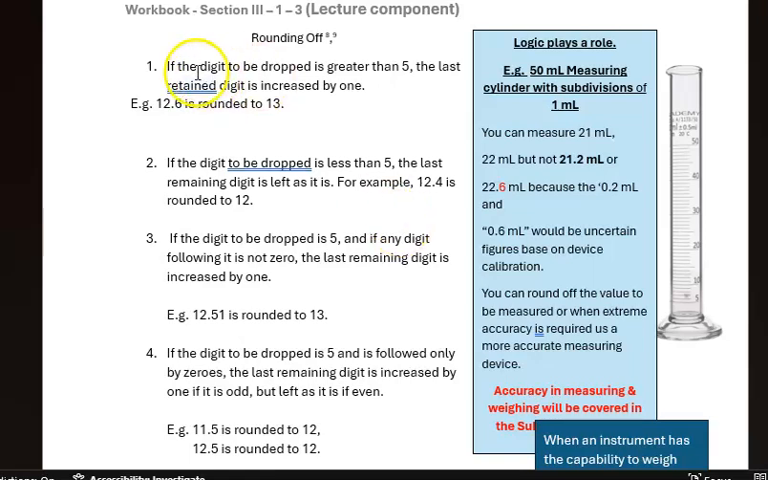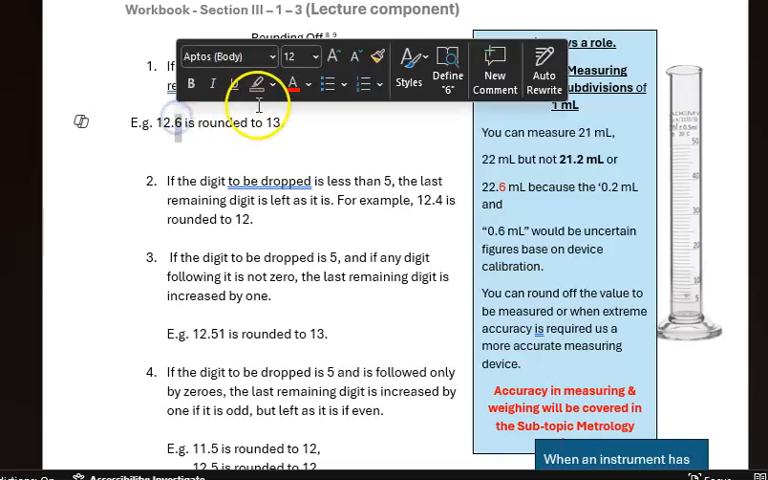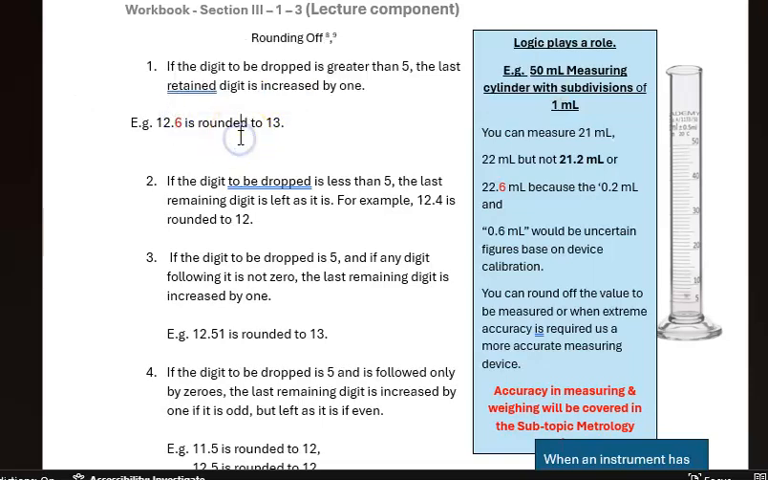So let's go. Rule number 1. If the digit to be dropped is greater than 5, then retain the digit to its left and increase it by 1. For example, we want to drop the digit 6 in this scenario, 12.6. So we would round off to 13. Okay? It means I'm adding 0.4 mil more liquid than I intended to.